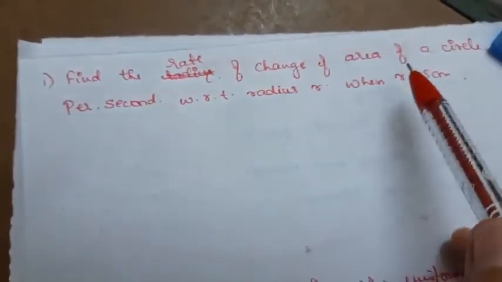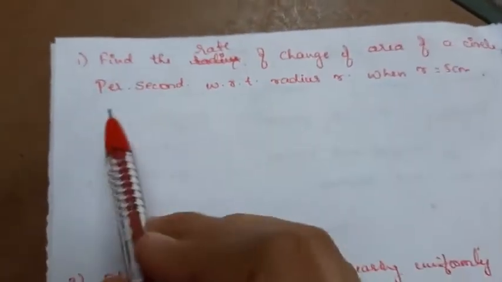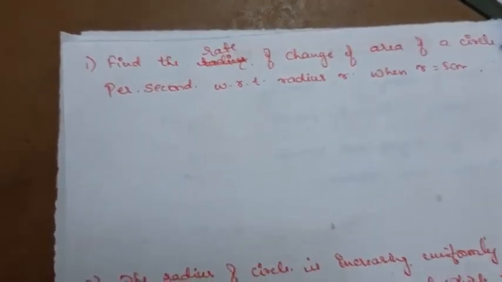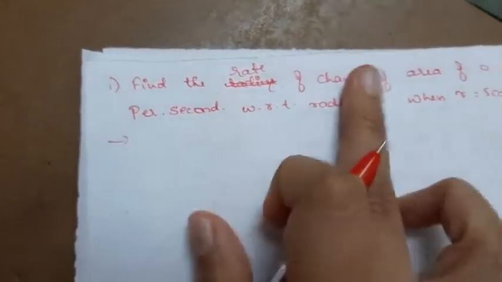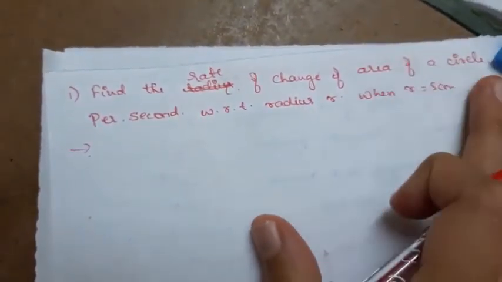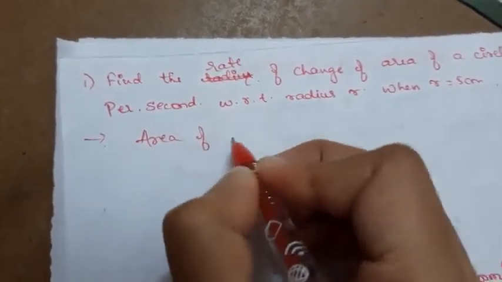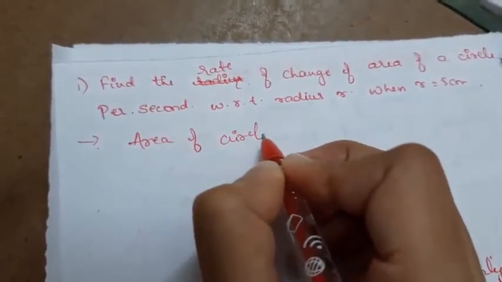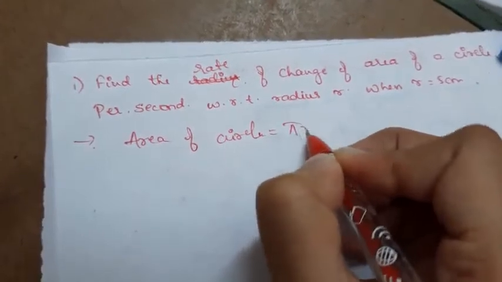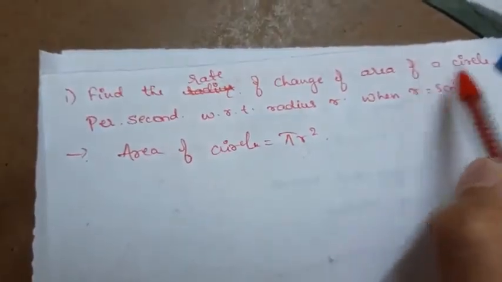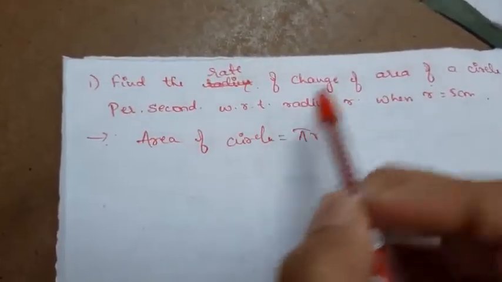Find the rate of change of area of a circle per second with respect to radius when r is equal to 5 centimeters. First thing, they have asked about the rate of change of area of the circle. First you should know the formula of the area of the circle. It is nothing but pi r square. And what have they asked? They asked about the rate of change of area of a circle per second with respect to radius.